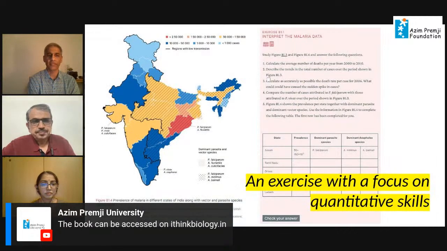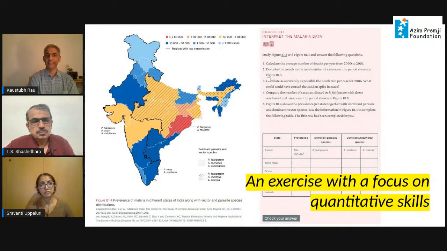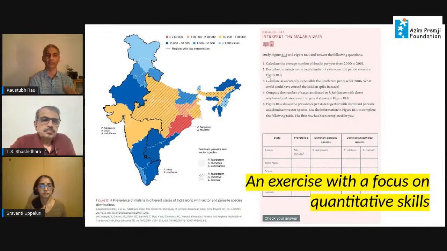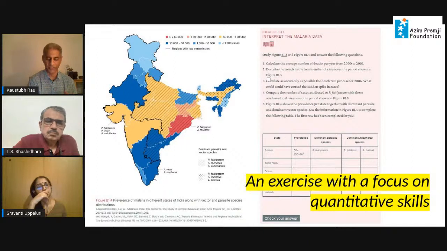Next, after that, we have exercises again where we've tried to use Indian case studies, but it's focusing more on quantitative skills, again to try and drive home the point that biology has not been descriptive for a very long time now, but that fact hasn't really filtered into our textbooks, right? It is a quantitative science for all practical purposes. There's a lot of modeling that goes on in biology. There is a lot of theoretical understanding which drives biology, right?